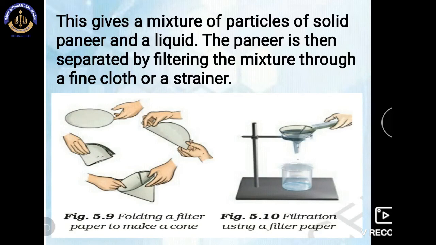This gives a mixture of particles of solid paneer and a liquid. So we get the paneer on the upper side of the mixture and the other liquid also. The paneer is then separated by filtering the mixture through a fine cloth or a strainer. To remove the paneer from the liquid, we have to use a filter paper or a cotton cloth.